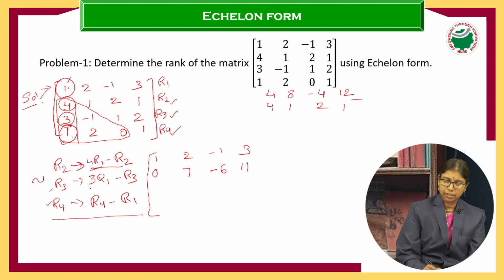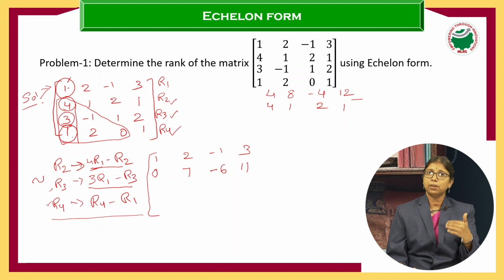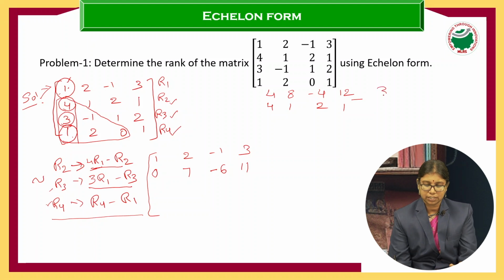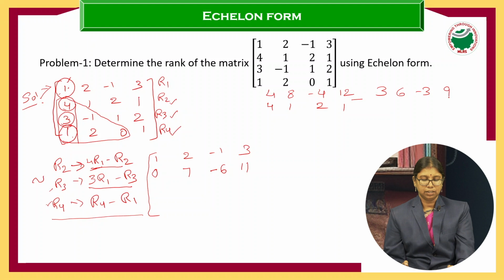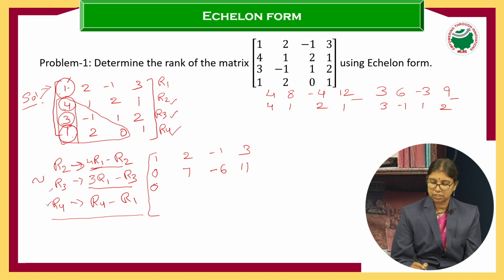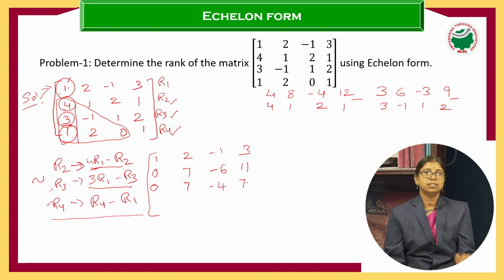Next, what is the row operation we are taking for R3? 3R1 minus R3. So first multiply the first row by 3. I am multiplying the first row values by 3. 3 ones are 3, 3 twos are 6, 3 into minus 1 is minus 3, 3 threes are 9. Next R3. R3 is 3, minus 1, 1, 2. By subtracting you will get 3 minus 3 is 0, 6 minus of minus 1 plus 1, so that is 7, minus 3 minus 1 is minus 4, 9 minus 2 is again 7.